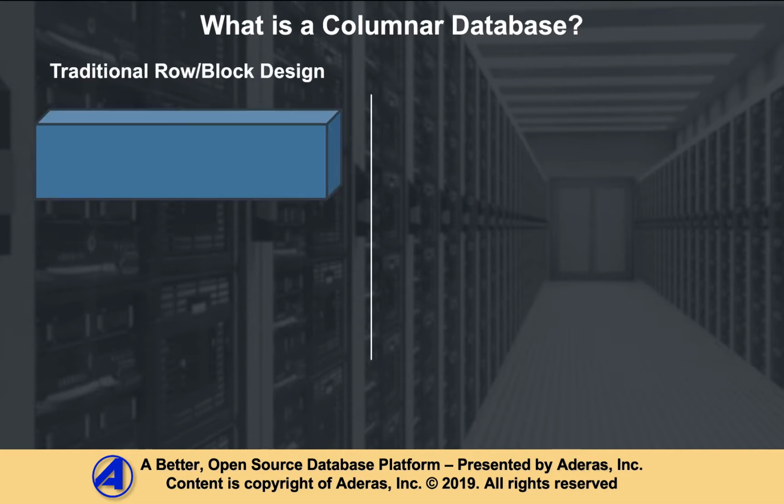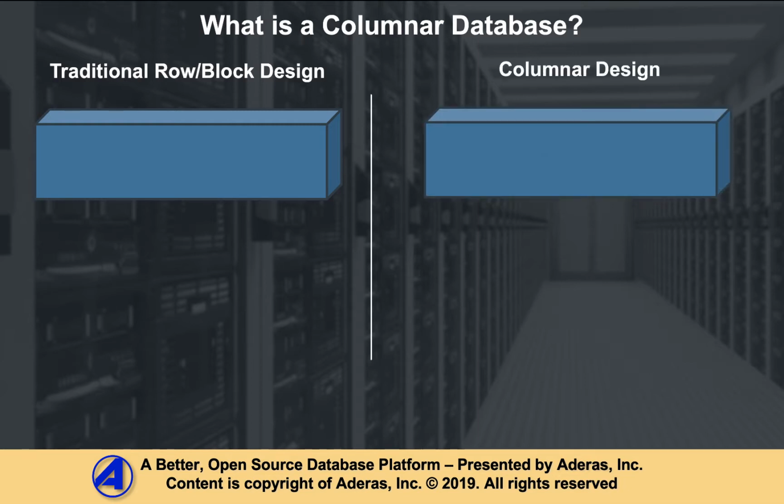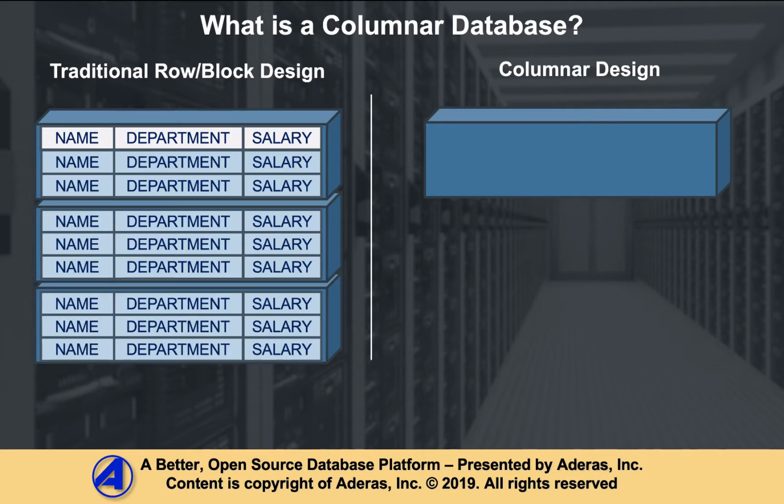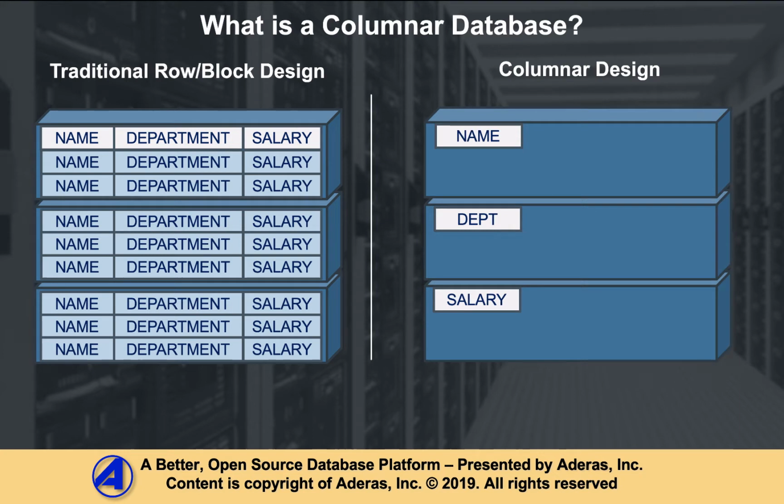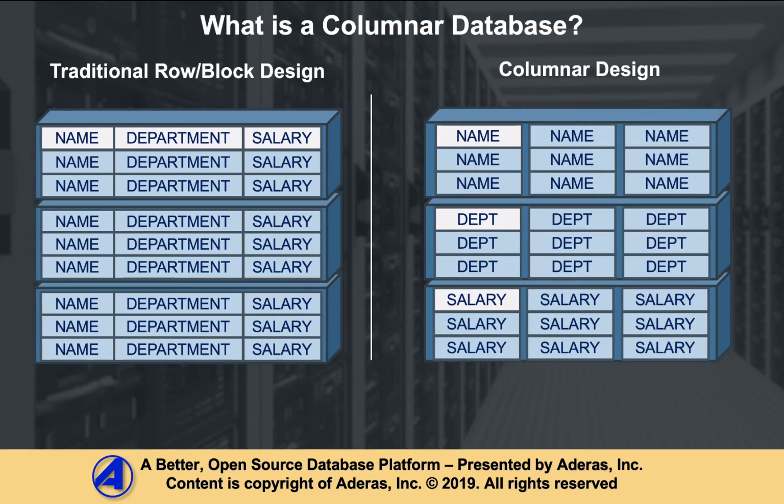Both the traditional database and the columnar database store data in blocks. With a traditional database, the entire record is written to the block, and the block is filled up with as many records as will fit. Blocks are added until the entire table is stored. With a columnar database, a block is dedicated to one column of the table. A block is filled with as many records as will fit, but only for that specific column. Blocks are added until the entire table is stored.